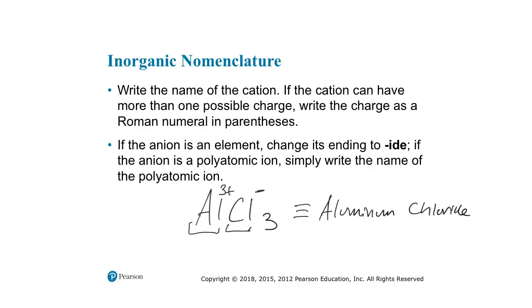We're going to get the stable cation of aluminum, 3+, and then the stable anion of the nonmetal element chlorine, which would be chloride with a -1 charge.